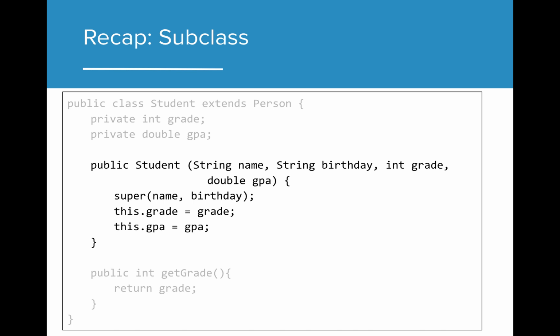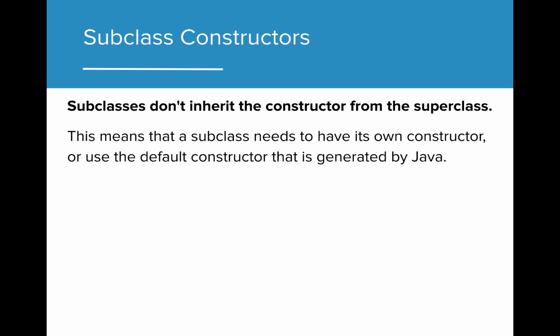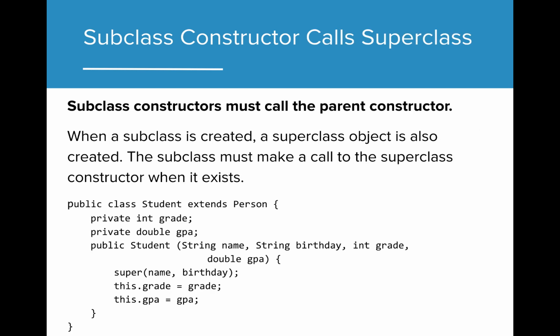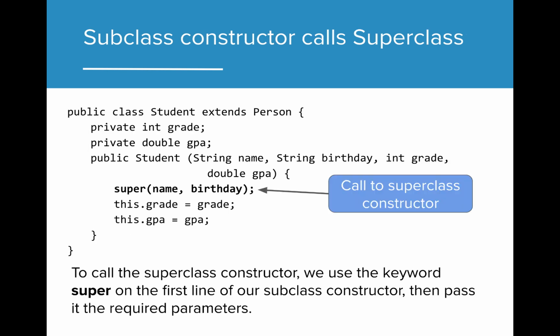Remember, objects are created either implicitly or explicitly by calling their constructors. Subclasses don't inherit the constructor from the superclass, so they need their own, either explicitly created or a default constructor created by Java. Remember, creating a subclass also creates a superclass, so we need to make sure we are correctly calling the superclass constructor. In Java, we have a special way that we can call the superclass constructor.